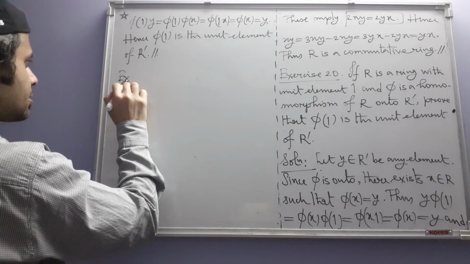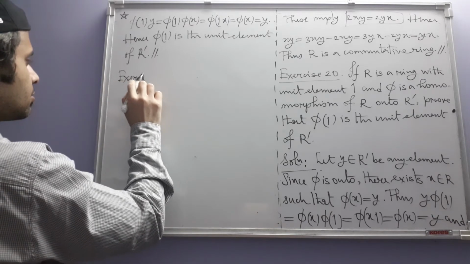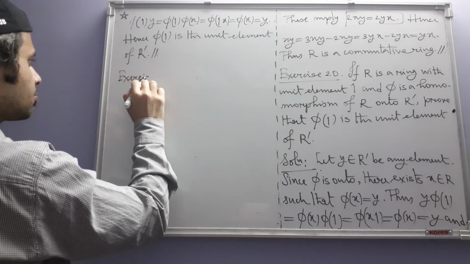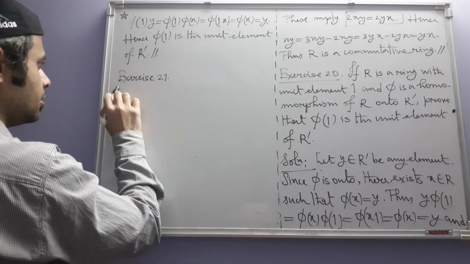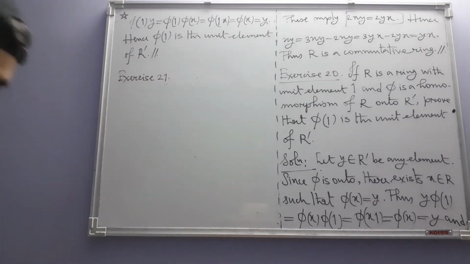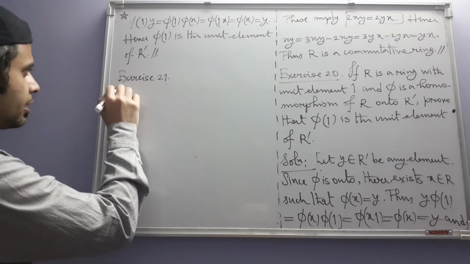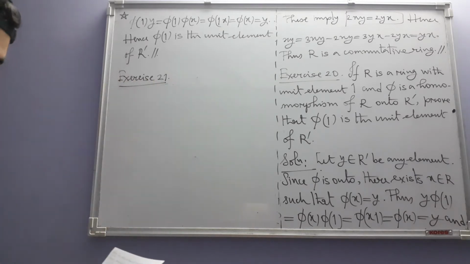And the last exercise, 21. It also is similar. It says that phi of 1 will be the unit element in the range ring, but the conditions are different.